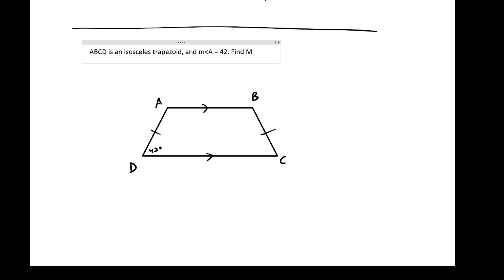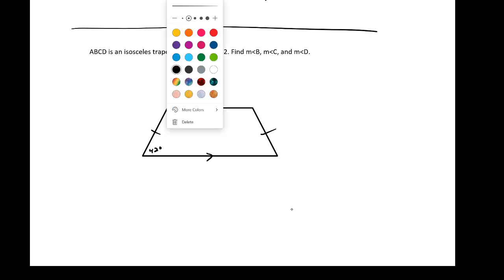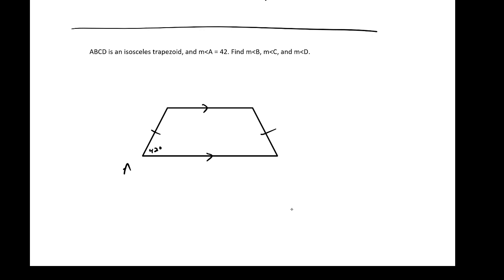We're going to find the measures of angles B, C, and D. Now, oops, I'm sorry guys, we have to relabel this. They gave us A, right? So that one's 42. So this is B, C, D. My apologies. Give me a moment to erase that and rewrite that.